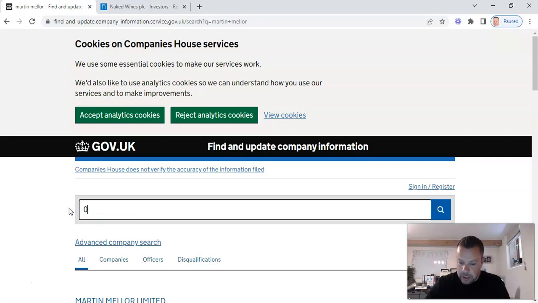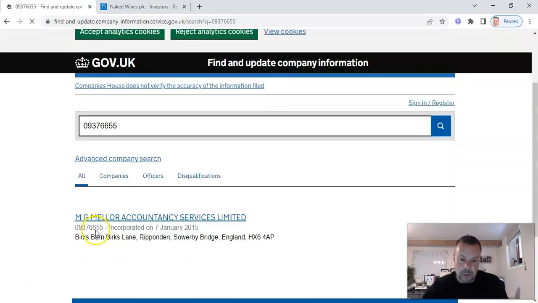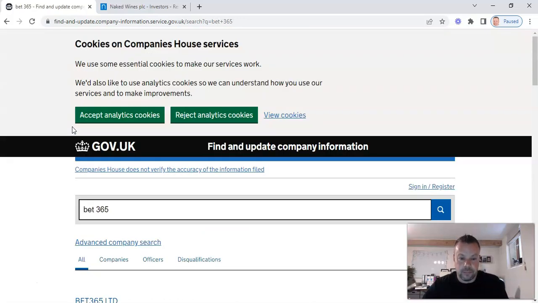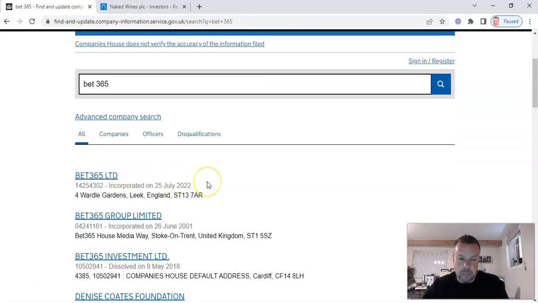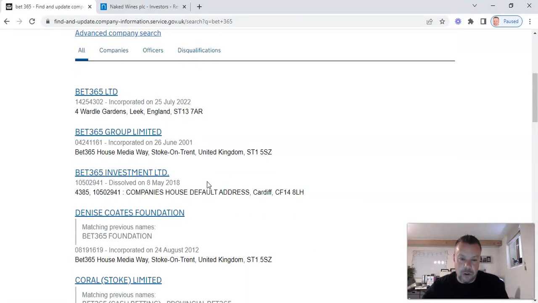We can type using company number. So if I type in the company number of my business, that would bring up just my company. Or we can search by name, and the business that I've selected for us to use is Bet365, and I'll tell you why in a second. And here, when we search Bet365, you'll see there are several businesses all with the same name, and it's the group that we're interested in. So Bet365 Group Limited.